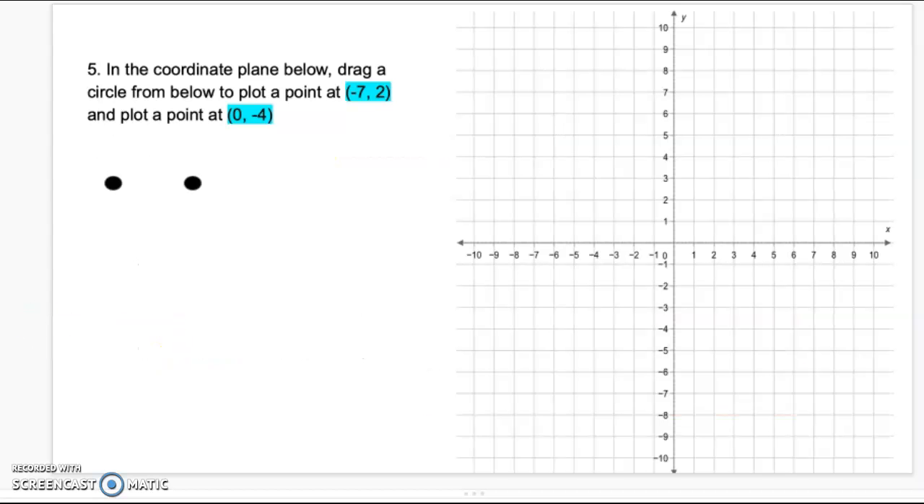Number 5. In the coordinate plane below, drag a circle from below to plot a point at -7, 2, and plot a point at 0, -4. So you're simply going to drag these circles to the correct spot for the highlighted in blue ordered pairs.